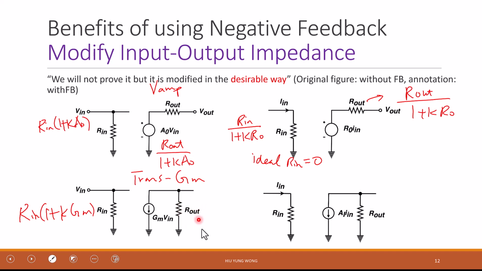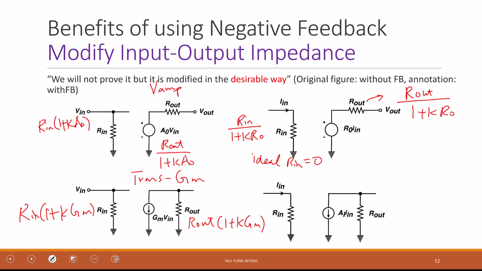How about this R_out? What will it be changed to? To be infinite because it's a current source. Good. Thank you. 1 plus K Gm. Okay. Everyone agree? Okay.